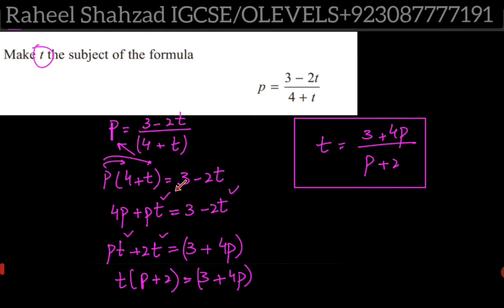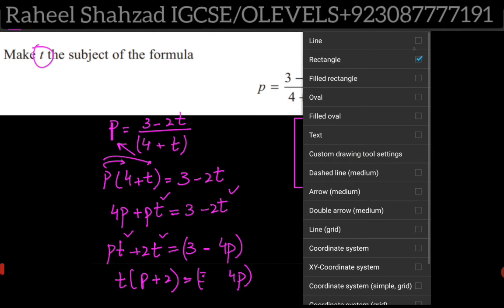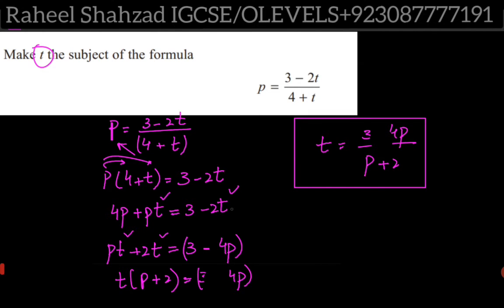4 plus t is multiplied by p into the brackets, 4p plus pt, then you take 2t on the left hand side, it's minus 2t, it will be plus 2t, pt is there, and 4p will be taken to the right hand side. Sorry, this is going to be minus 4p, it's going to be negative. When we bring 4p to the right hand side, it's going to be negative 4p. Okay, so it's 3 minus 4p divided by p plus 2.